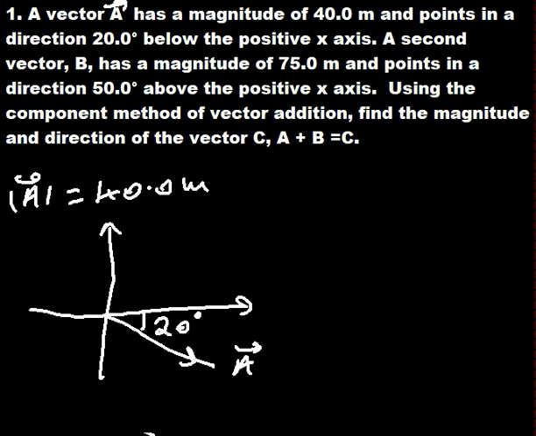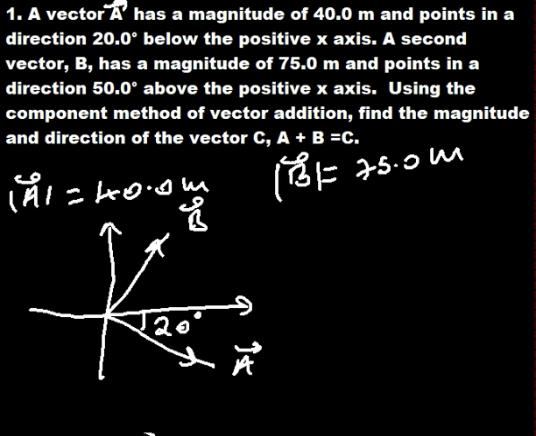And a second vector, vector B, has a magnitude of 75.0 meters, and it points in a direction 50 degrees above the positive x-axis. So this is the positive x-axis, and vector B is above the positive x-axis by about 50 degrees, as you can see there.